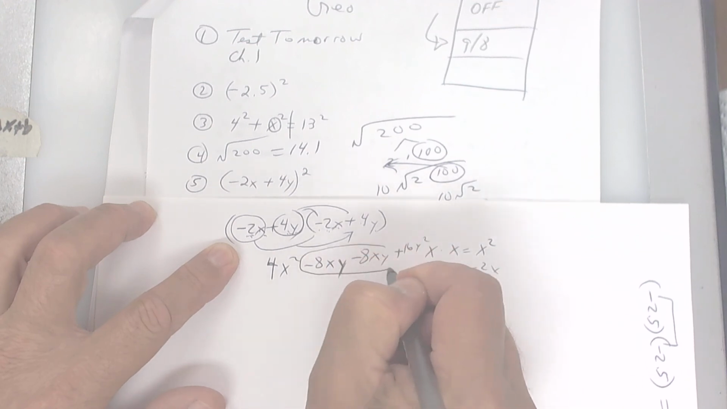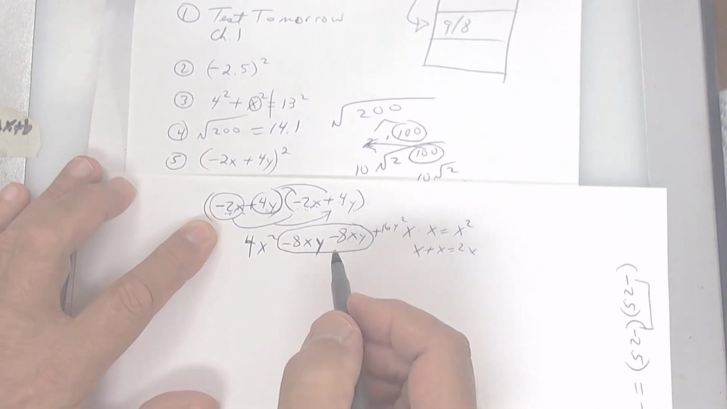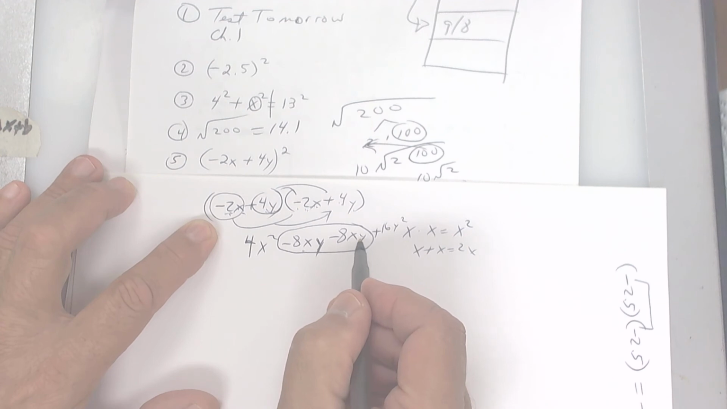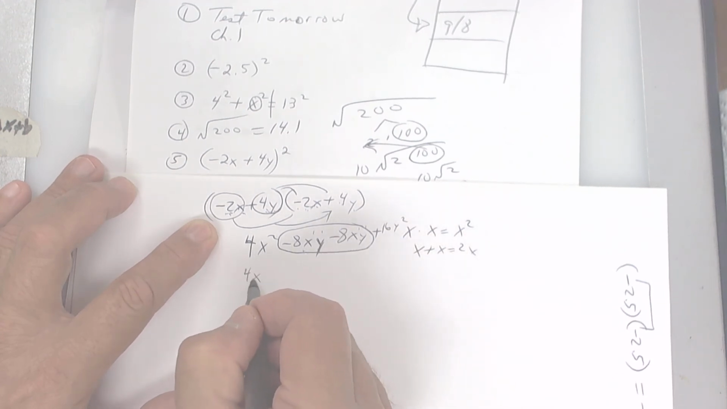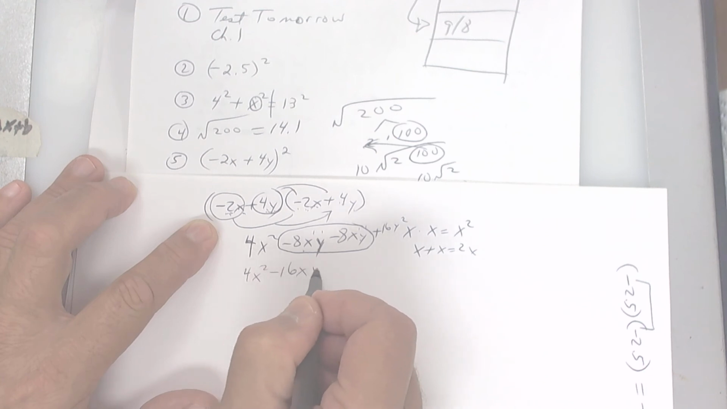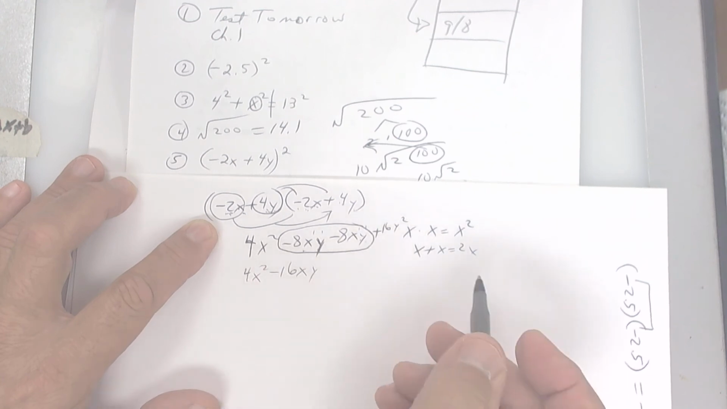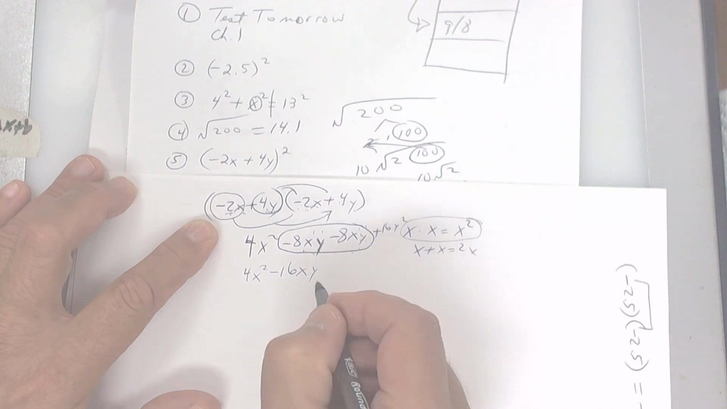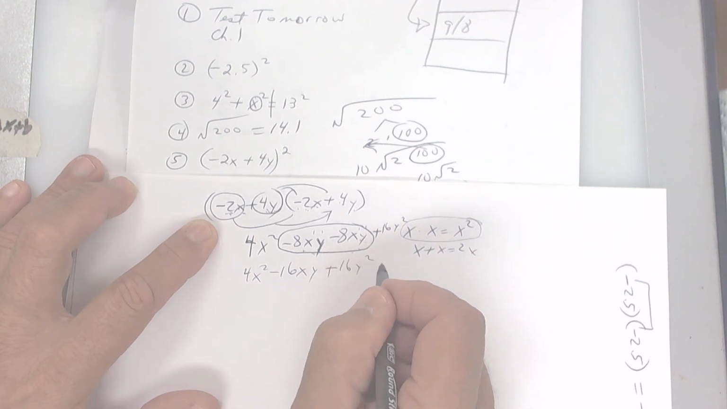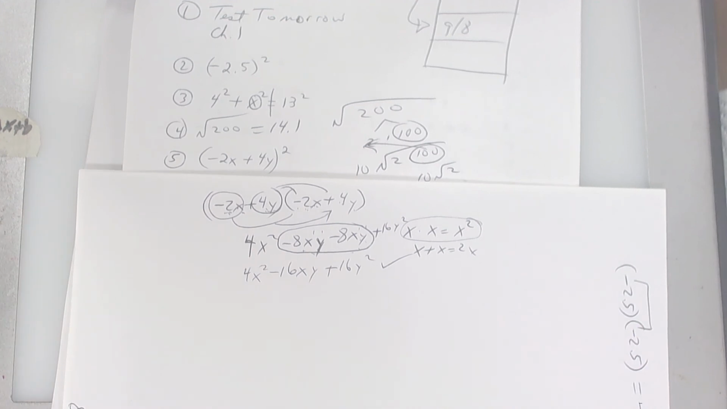You're going to combine these because they're like terms. Like terms means they have the same variables and the same exponents, okay? And they have a 1 there. So it's going to be 4x squared minus 16xy. Don't add exponents. You only add exponents when you multiply. And here we're adding. Plus 16y squared, and we're done. Make sure you know how to do that one, okay?